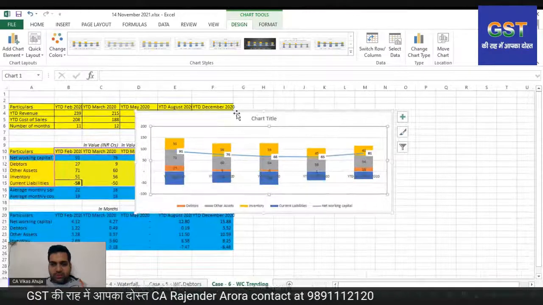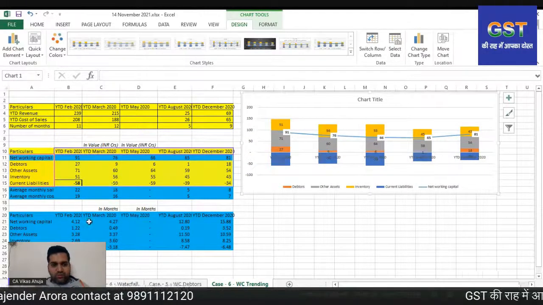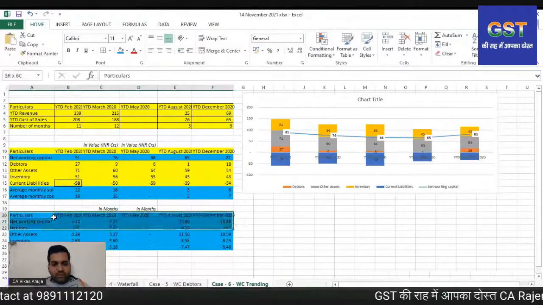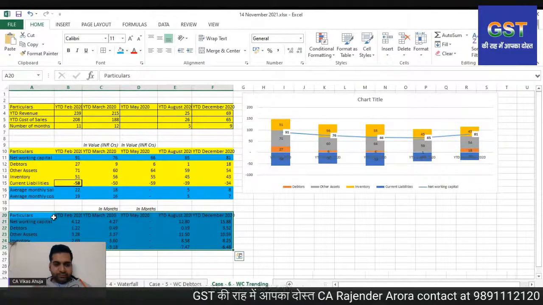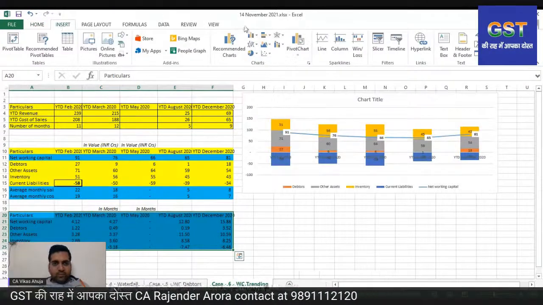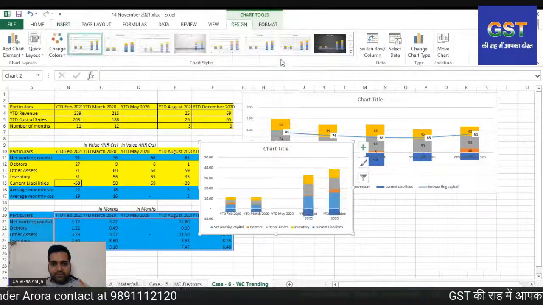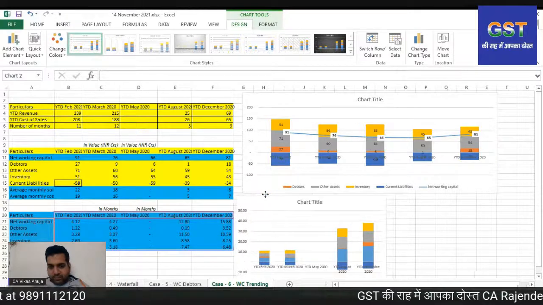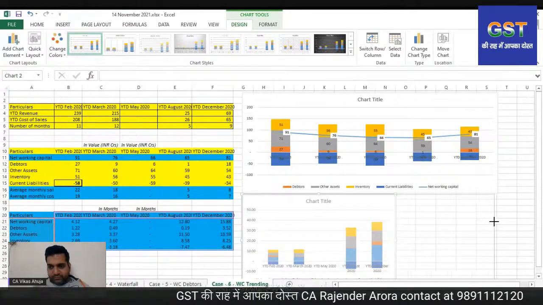Along with this, we have to see the number of months graph as well. I'm going to make the same graph as above.